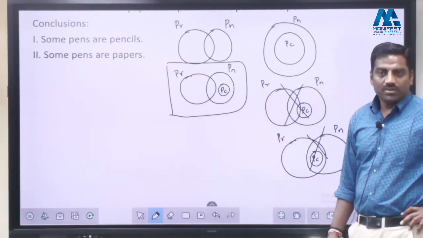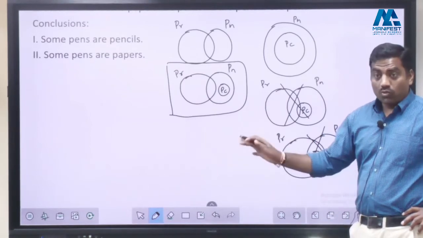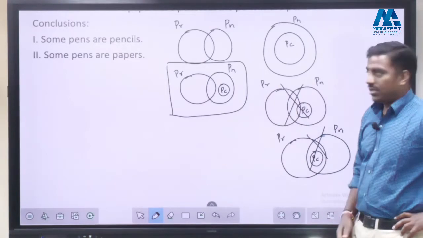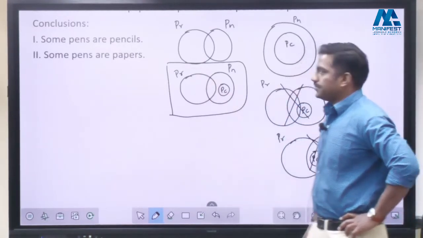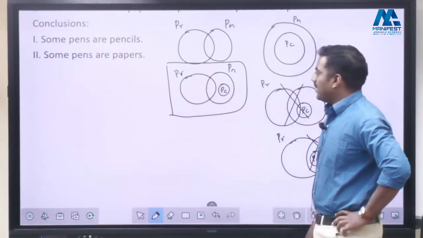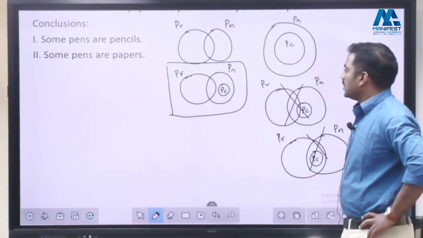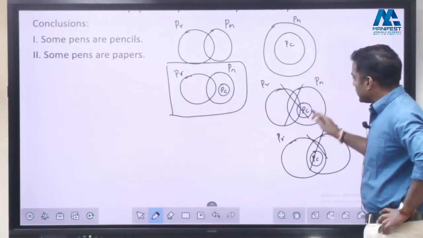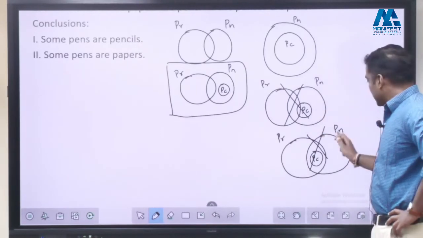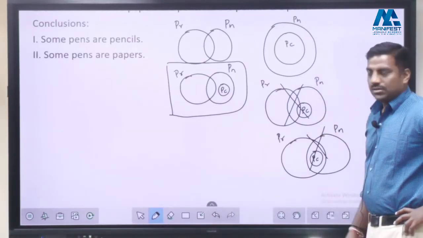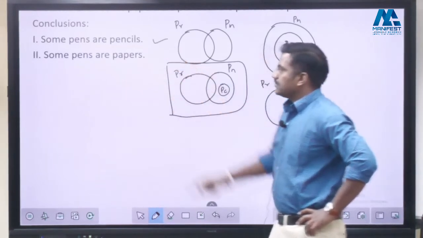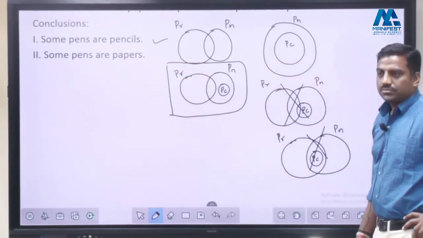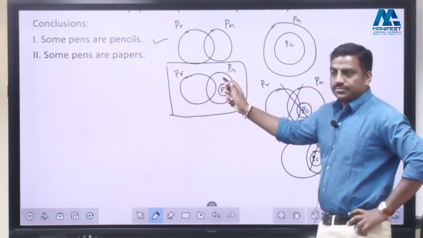Getting my point? I'll tell you why I have discarded this one. Now go for the conclusions. Some pens are pencils. Even in this case also. So this is right in all the cases. Some pens are papers. In all the cases.